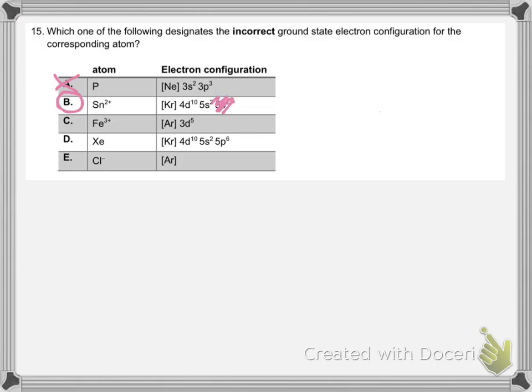Then if you write out the configurations for these other species, you would see that they also have the correct electron configuration. And so just keep in mind when you're writing the electron configuration for ions, I really do think it helps to write out the neutral form first and then go through and either add or remove electrons.